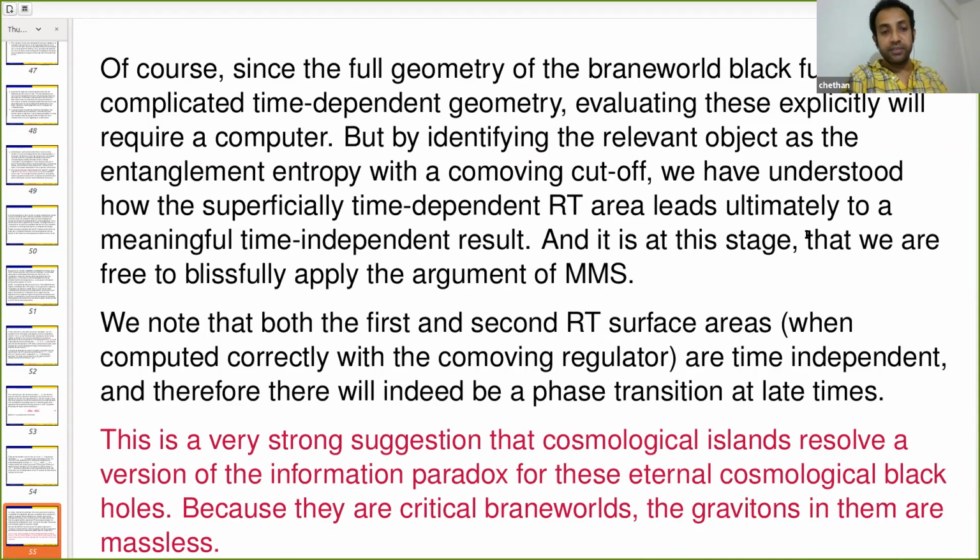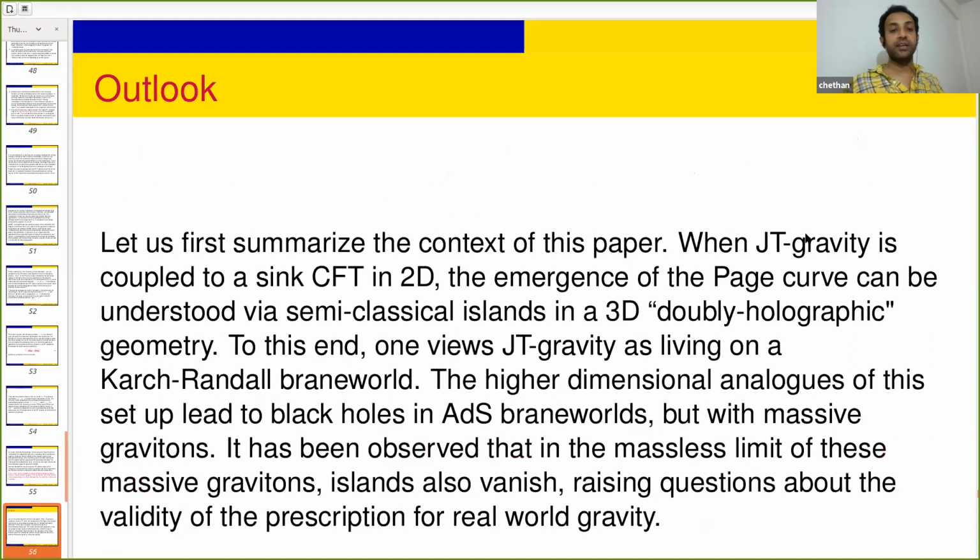So that gives you a strong suggestion that the cosmological islands resolve a version of the information paradox for these eternal cosmological black holes, because they are critical brane worlds, the gravitons in them are massless. So this is a context where there are islands, and the island physics seems relevant for solving the information paradox. And you have a counterexample, so to speak, to the claim that massive gravitons are required for this kind of a setup. Okay, I'll just flash these slides, and I can stop here.